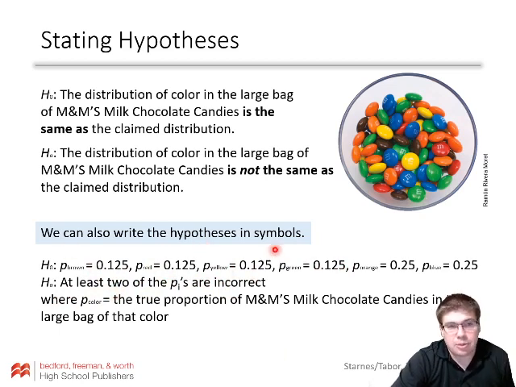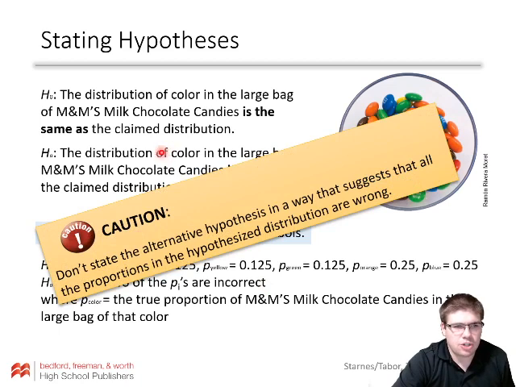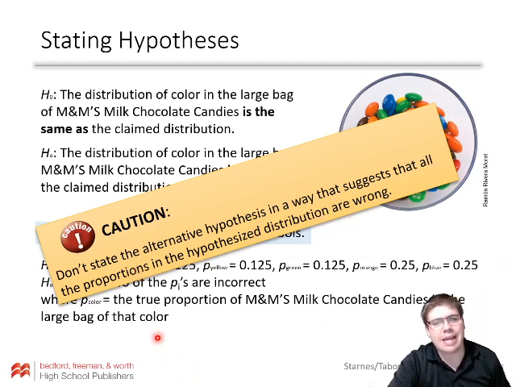But that's the same way of saying that the distribution is not the same, that those probabilities are not the same. They get general with this; you could define each one differently, but they just said P sub color equals the true proportion of M&M's milk chocolate candies in the large bag of that color. So caution: do not state the alternative hypothesis in a way that suggests that all of the proportions in the hypothesized distribution are wrong. It's not that all of them aren't equal, it's that at least two of them are not equal.